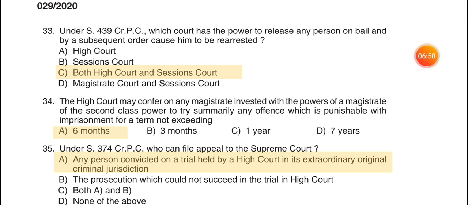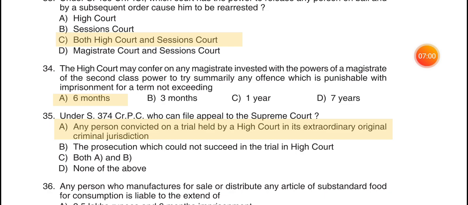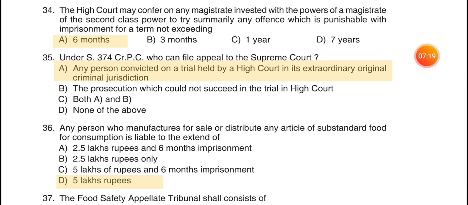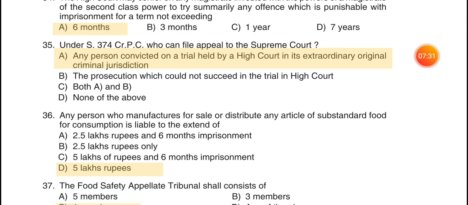Option C, both the High Court and Session Court. 34. The High Court may confer on any magistrate invested with the power of a magistrate of the second class power to try summarily any offence which is punishable with imprisonment for a term not exceeding option A, 6 months. 35. Under S374 CRPC, who can file appeal to the Supreme Court? Option A, any person convicted on a trial held by the High Court in its extraordinary original criminal jurisdiction.